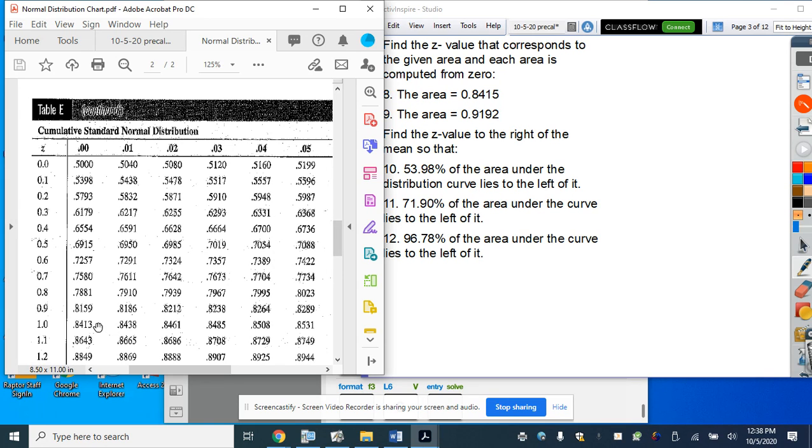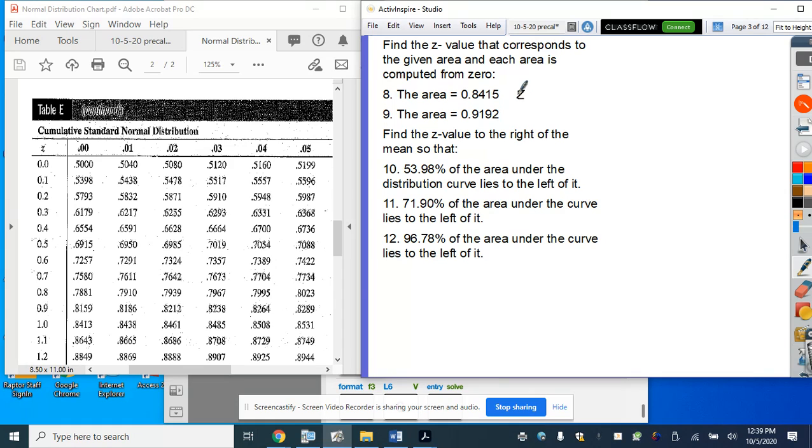And so if I go down here, right here, this is 8413, and that's as close as I'm going to get to 8415. So I'm going to use this number right here. I'm going to go to the left and get my first two numbers, so 1.0, and then I'm going to go up to get my last number. So on this particular one, the z-score is equal to 1.00.